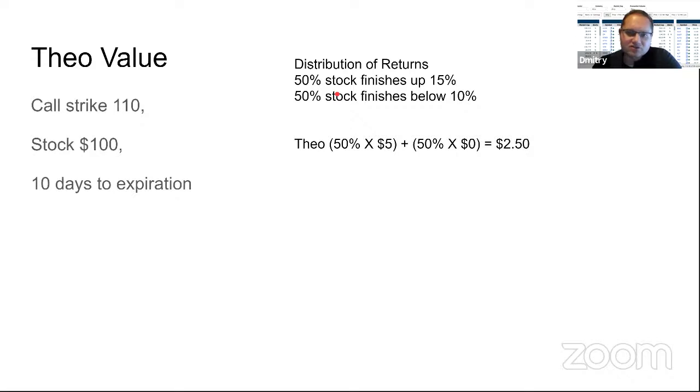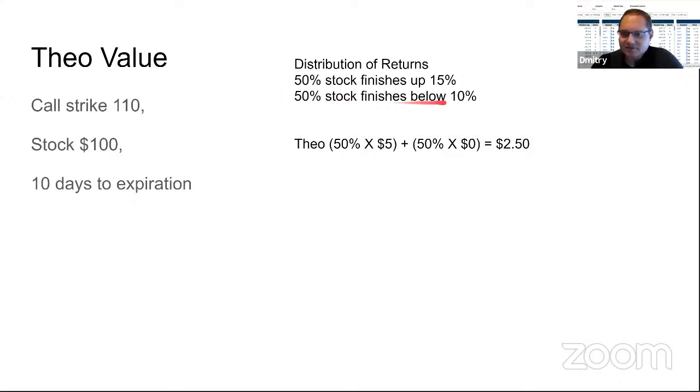So why is that significant? Let's take a look here. If it's up 15%, the stock right now is 100. If it goes up 15%, the stock will finish at $115. So if the stock finishes at $115 at the end of 10 trading days, then this 110 call will be worth $5. We could exercise our call for 110 and sell the stock for 115. So that's a $5 spread. This call will be worth $5 if the stock goes up to 115.